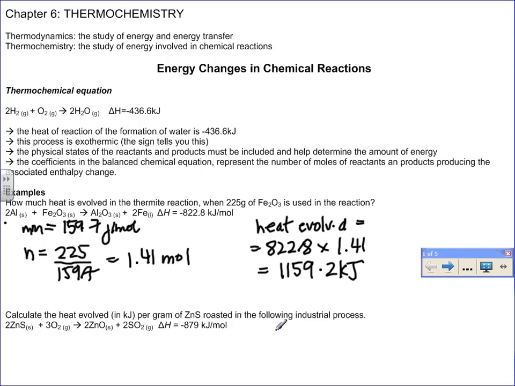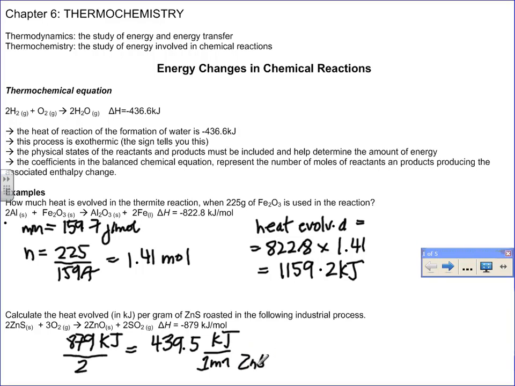So what we can do first is figure out how many kilojoules will be released for 1 mole. This is the amount of energy that's released when 2 moles of zinc sulfide is reacted. So really, for 1 mole, it's 439.5 kilojoules per 1 mole of zinc sulfide.